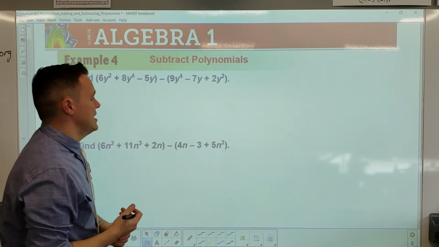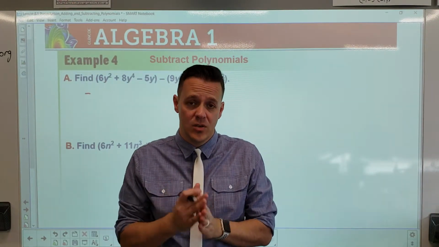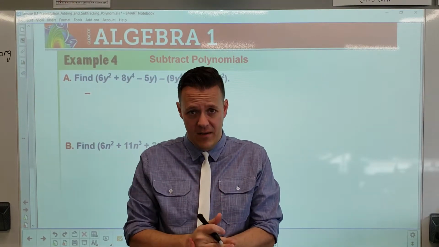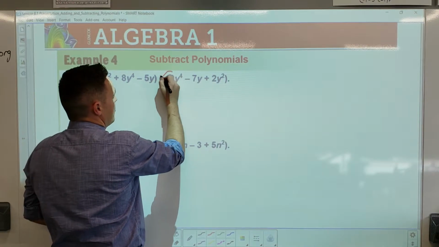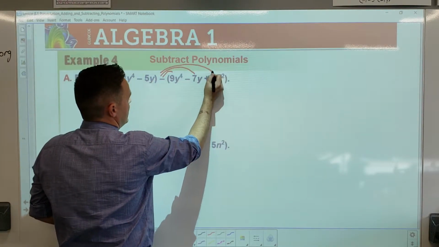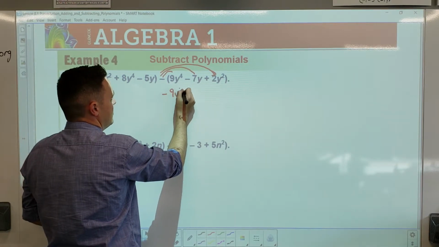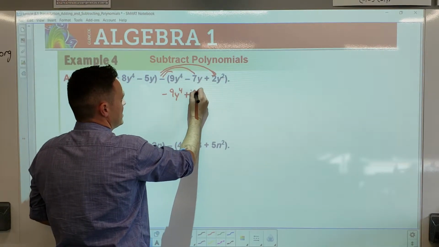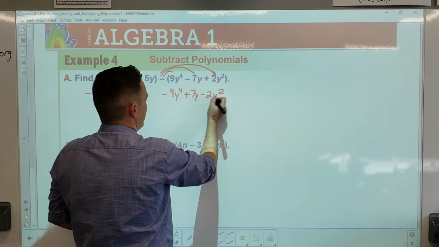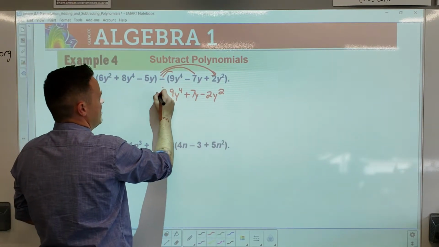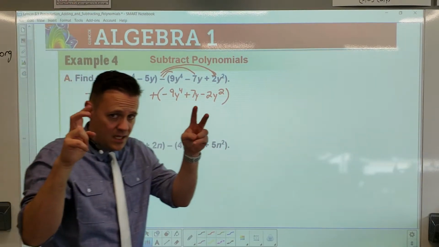Now, the one key thing is remember, it's a negative. So you need to distribute the negative into the whole equation. So what I mean is that this is a negative 1. Okay, you would distribute this all into here. So you need to rewrite this as minus 9y to the 4th. This is going to be plus 7y, and then it's minus 2y squared. And then on the outside here, now this is plus. So now you're adding it together.